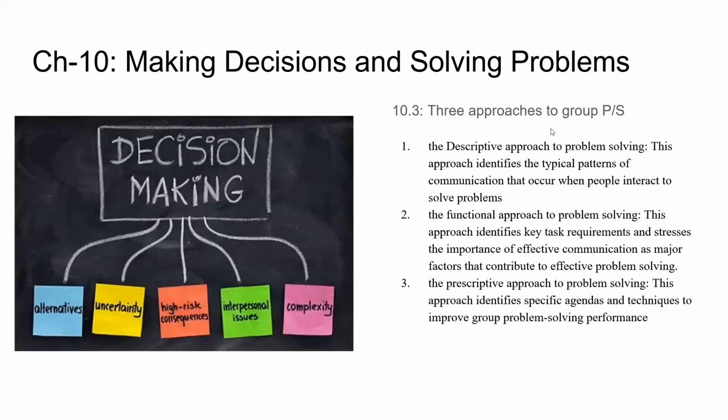So we talked about 10.3 now, the 3 approaches to group problem solving: a descriptive, a functional approach, and a prescriptive approach, right? And we went over these. Descriptive is just talking about the typical patterns of communication. Functional is we're talking about task requirements and effective communication, which leads to effective problem solving, right?